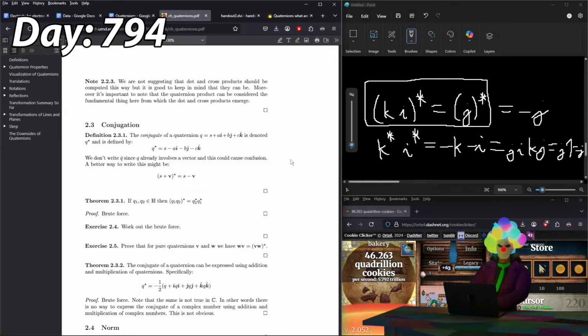Look at the theorem. What theorem? I'm not going with any theorem, I'm just going with this. You wrote KI conjugate is equal to J. Yes, I did. This is true. And why is it not true?